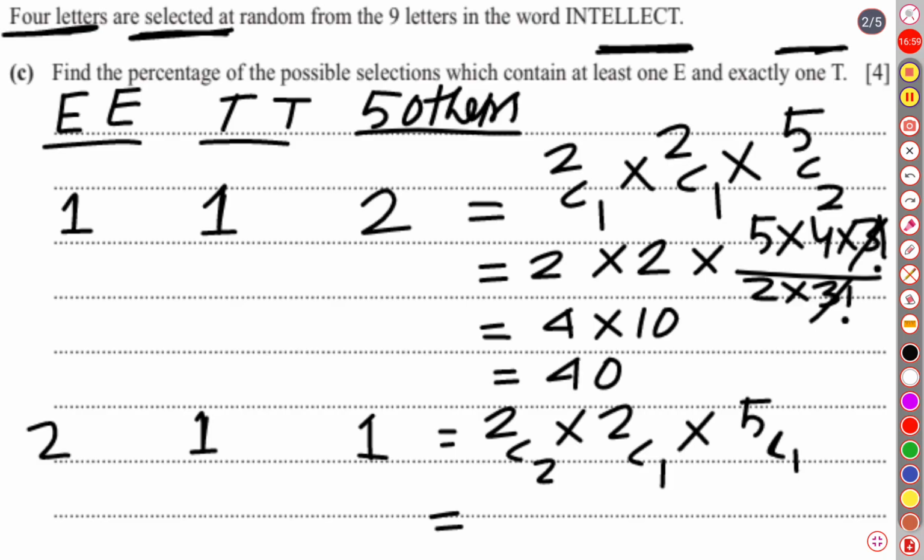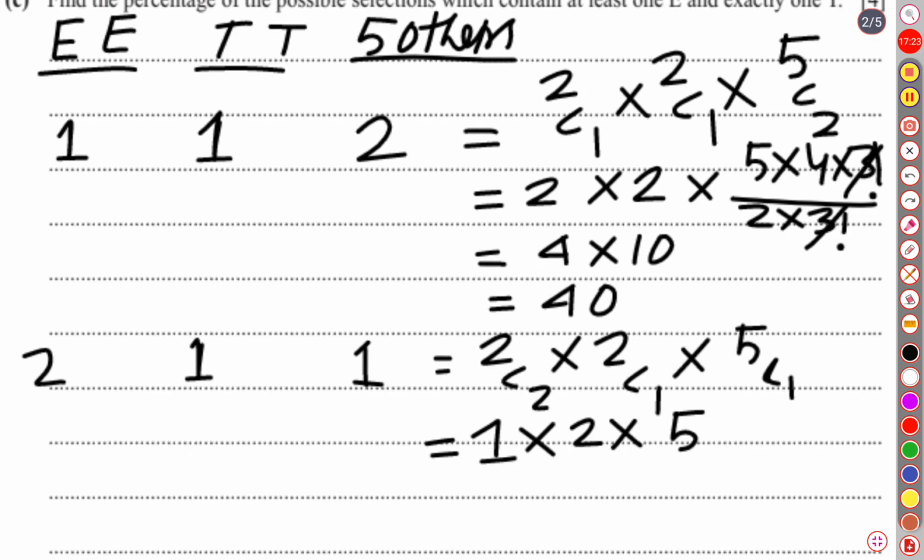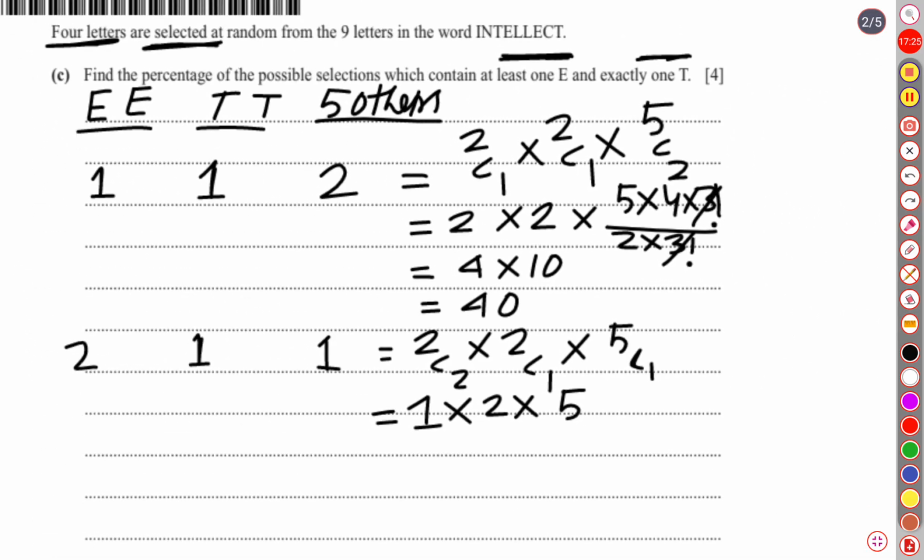So what is it going to be? From 2 letters, if we choose 2, there is only one way, because both the letters are chosen. And from 2 letters, if we choose one, there are two ways. From 5 letters, if we choose one, there will be 5 ways. So the total number of selections with this restriction is 10. So total how many?